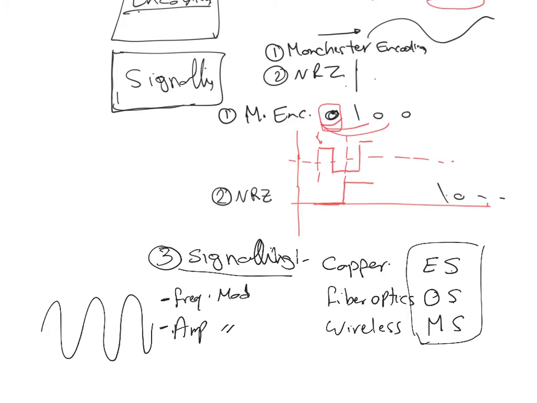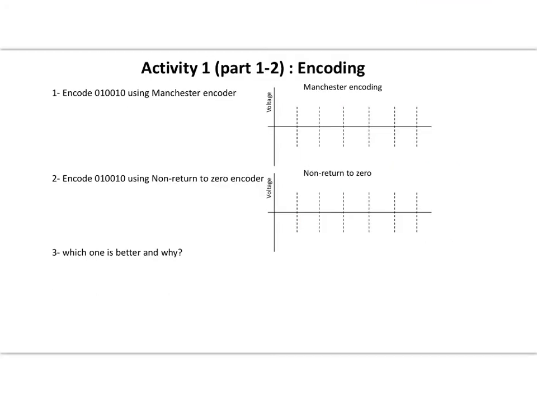Amplitude modulation works the other way around. We fix the frequency of the carrier signal, but we play around with the amplitude of the carrier signal. And we'll also see how this is done in the next activities.